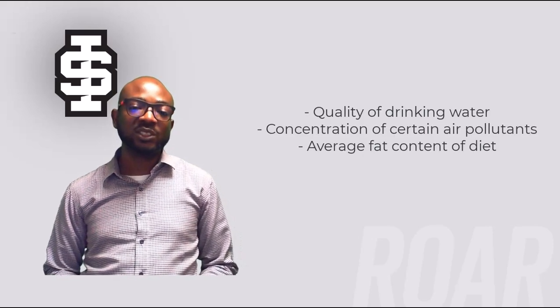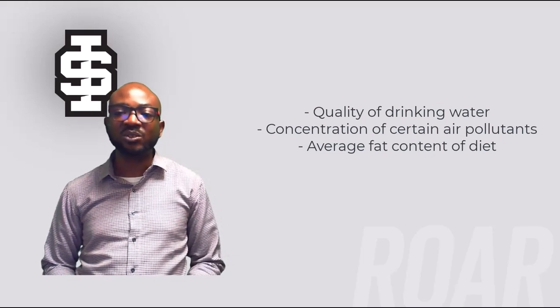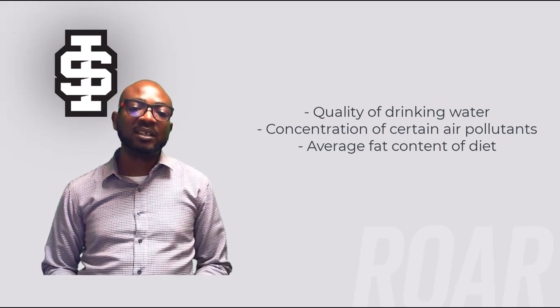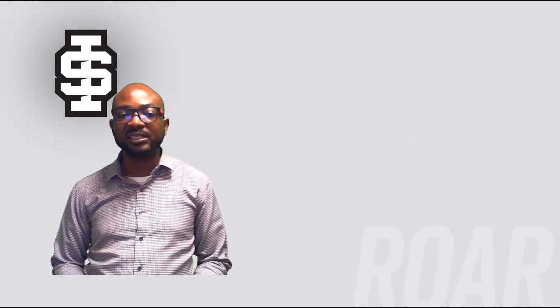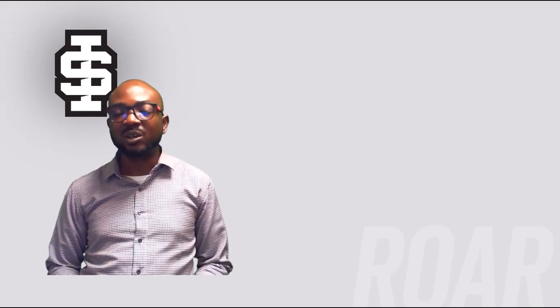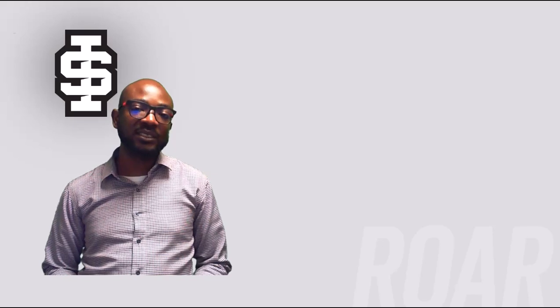Examples of small exposure differences within a community, but large between community differences, include quality of drinking water, concentration of certain air pollutants such as ozone and fine particles, average fat content of diet, larger differences between countries than between individuals within the same city of a country, or cumulative exposure to sunlight where there are larger differences by latitude, north-south of residence, than among individuals within the same latitude.